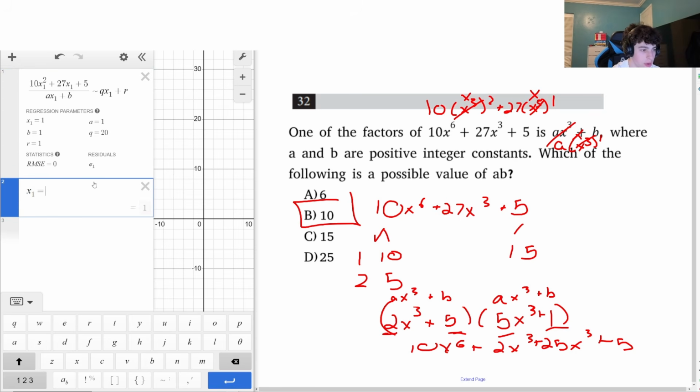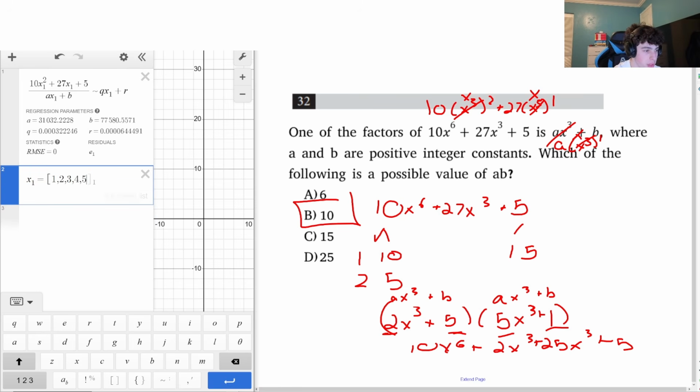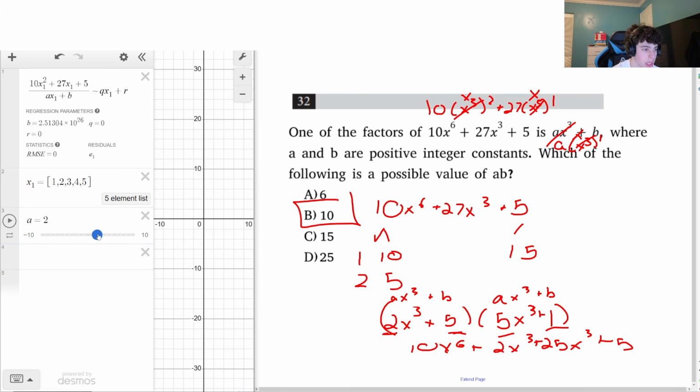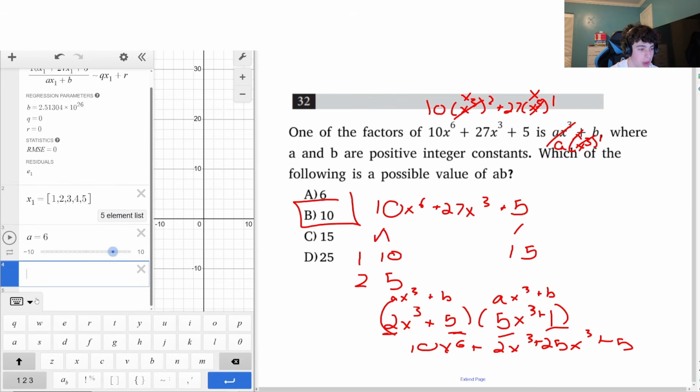Now let's make a list for our x, because we need this to be true for all values of x. And then it wants us to make a and b positive integer constants. So let's just make a 1 and give it a step of 1 and start moving it around. So it looks like it's not going to change anything. That's because I need to then put in another value for b.